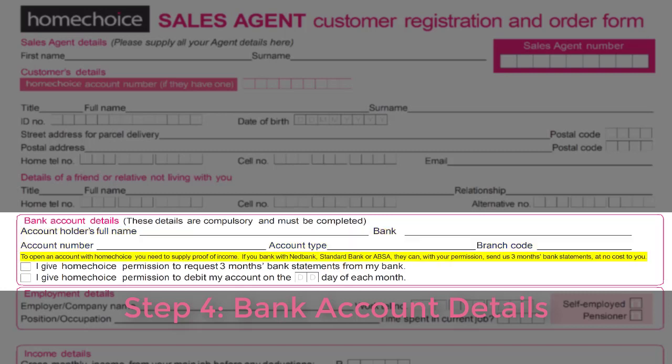Inform the customers that bank with Nedbank, Standard Bank, or Absa that with their permission, we can make things easier for them by requesting their latest 3 months bank statement directly from their bank free of charge once they provide us with their consent by ticking the permission box. The customer must also tick the debit order box if they want their payments to be deducted from their bank account. Once you and the customer have successfully completed the banking details section, always remember to double check these details before continuing on to the next section.